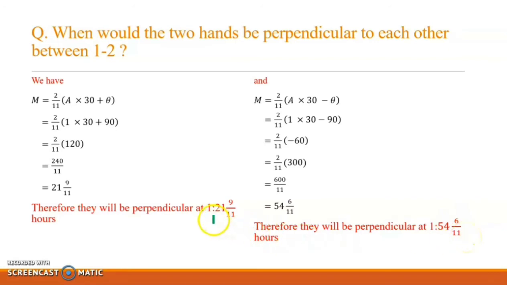Now here if you look at both the solutions, this one is at 21 minutes past 1 and this one is at 54 minutes past 1. Both are between 1 and 2. So both are the solutions. That is, between 1 and 2, the two hands will be perpendicular twice. First at 1 hour and 21 minutes and 9 by 11 seconds, and the second time they will be perpendicular when the clock will show 1 hour 54 minutes and 6 by 11 seconds.